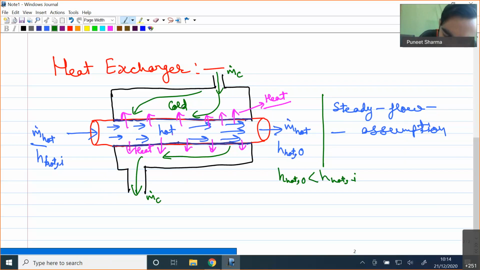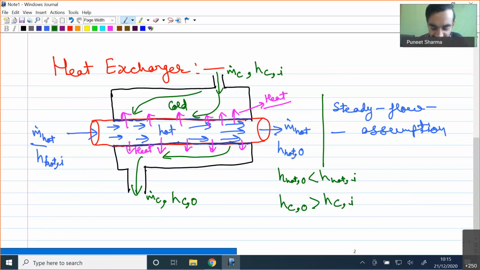However, if we talk about the cold medium, if I say HCI is the enthalpy of the cold medium at the inlet, and HCO is the enthalpy of the cold medium at the outlet, then HCO will be more in comparison to HCI. Why will HCO be more? Because this medium is gaining a certain amount of energy, so obviously its enthalpy content will increase.